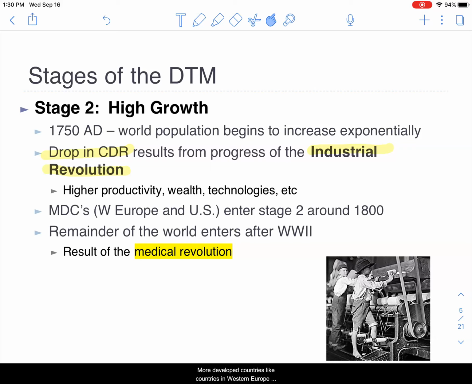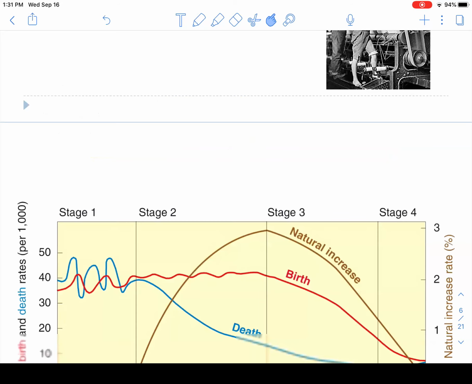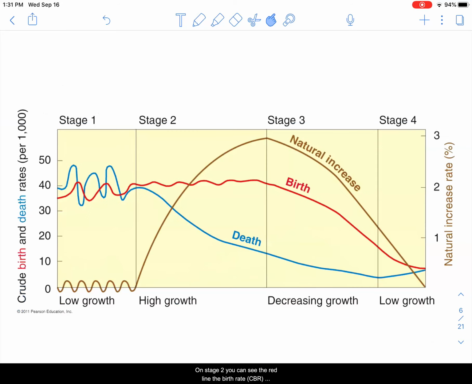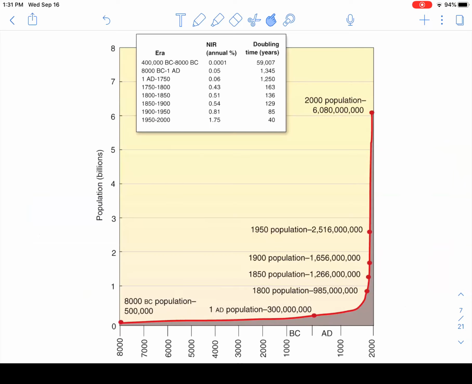More developed countries, like countries in Western Europe and the United States, entered stage 2 around 1800. The remainder of the world then enters after World War II, and largely as a result of an event known as the Medical Revolution. So in stage 2, you can see the red line, the birth rate still stays high, but the death rate is declining. So the further those two get apart, the larger the natural increase rate, and the more population grows.